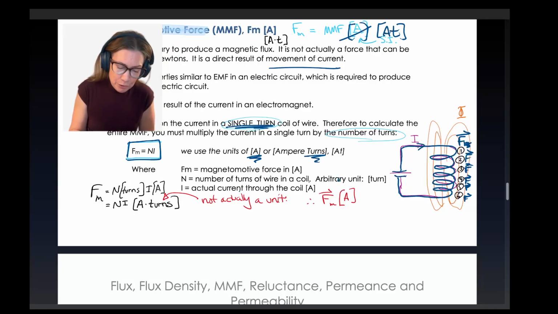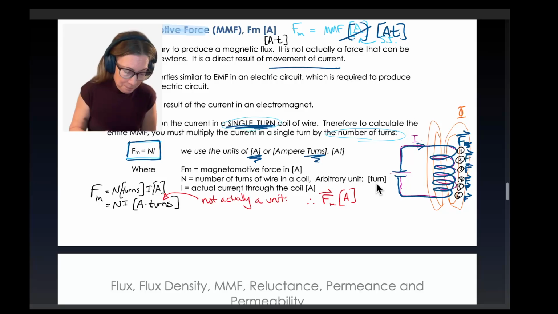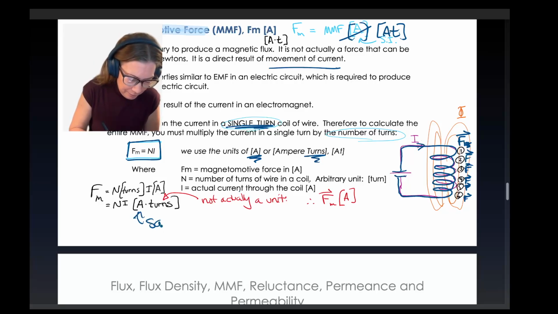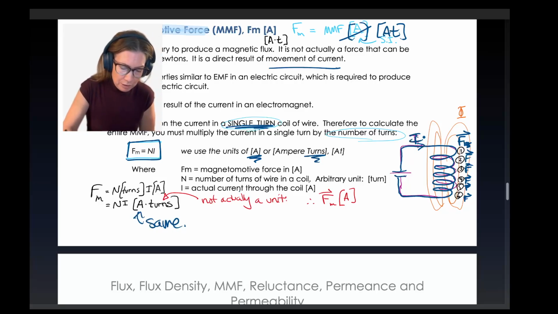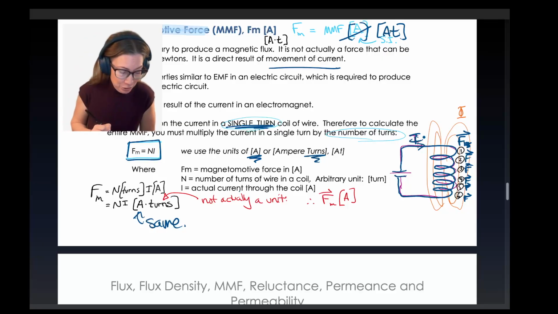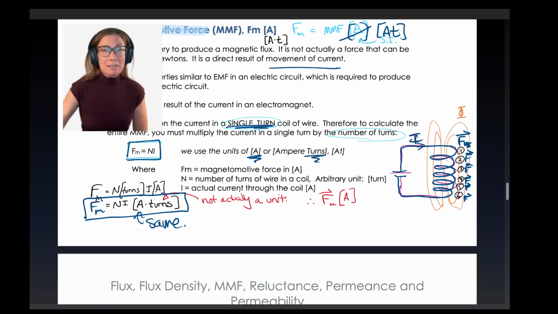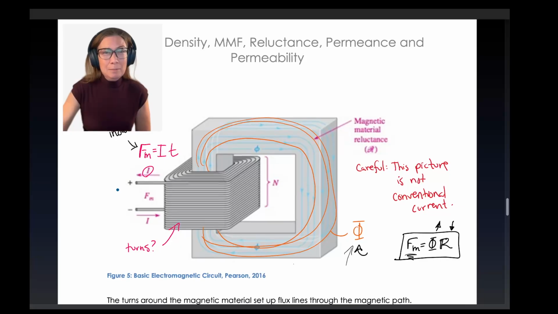So number of turns is an arbitrary unit of turns. It's N. And I is the actual current that went through the coil. That's going to be the same current in each turn, right? Amps are the same everywhere, because that's just what's going through this whole circuit. It's going through each of those coils. So we just multiply them together: number of coils times the current in each coil, and you get the MMF, the magnetomotive force. Seems too good to be true, seems too easy.